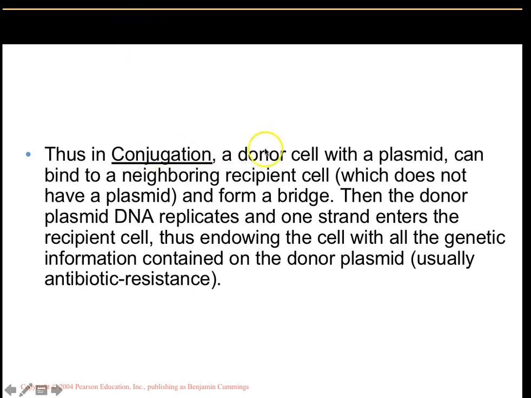So in conjugation, the donor cell with a plasmid, this little circular piece of DNA that breaks off and contains all the antibiotic genes, can bind to a neighboring recipient cell, which doesn't have a plasmid, and forms a bridge. Then the donor plasmid DNA makes a copy, replicates, and one strand enters the recipient, and that means that cell now has all the genetic information contained on the plasmid and is now antibiotic resistant.